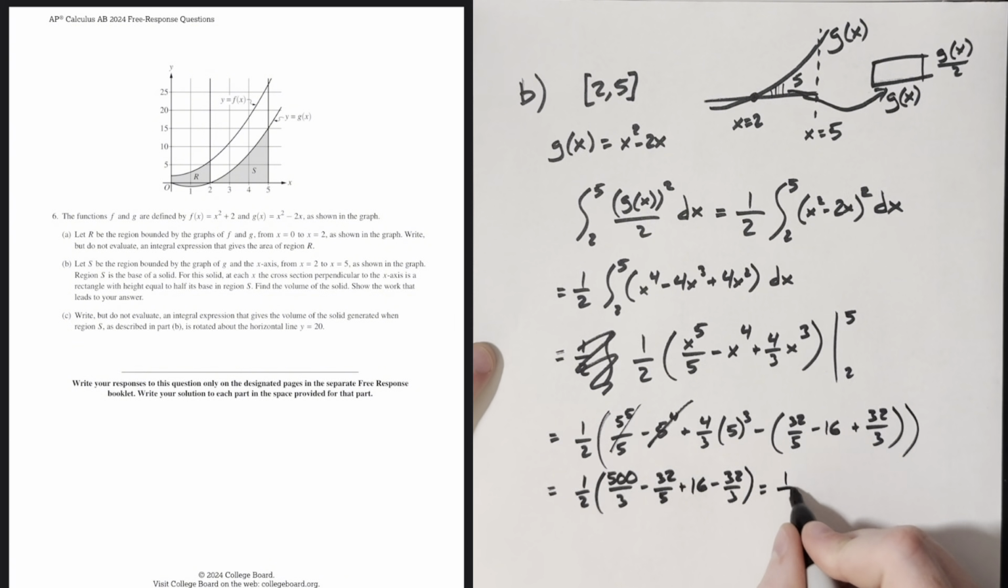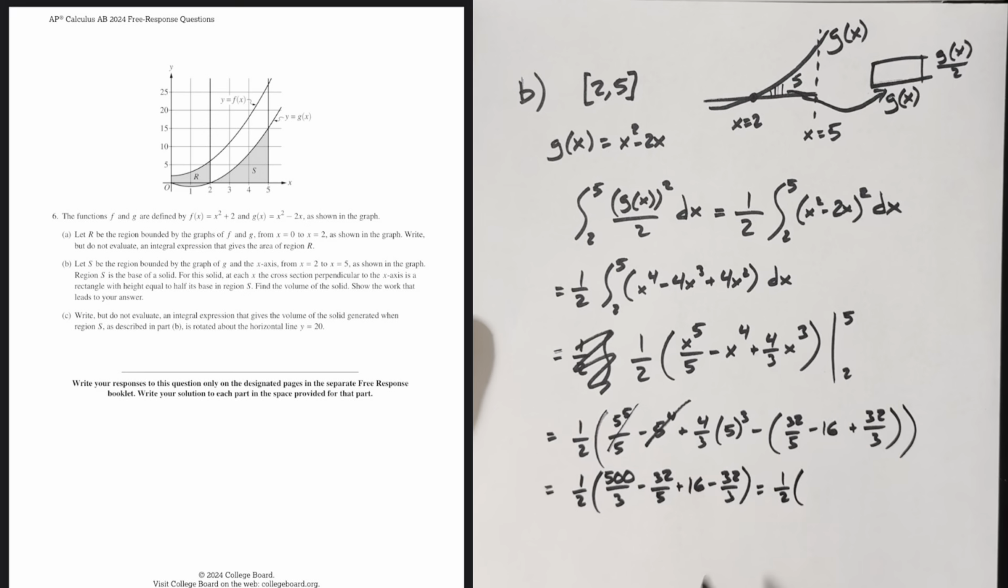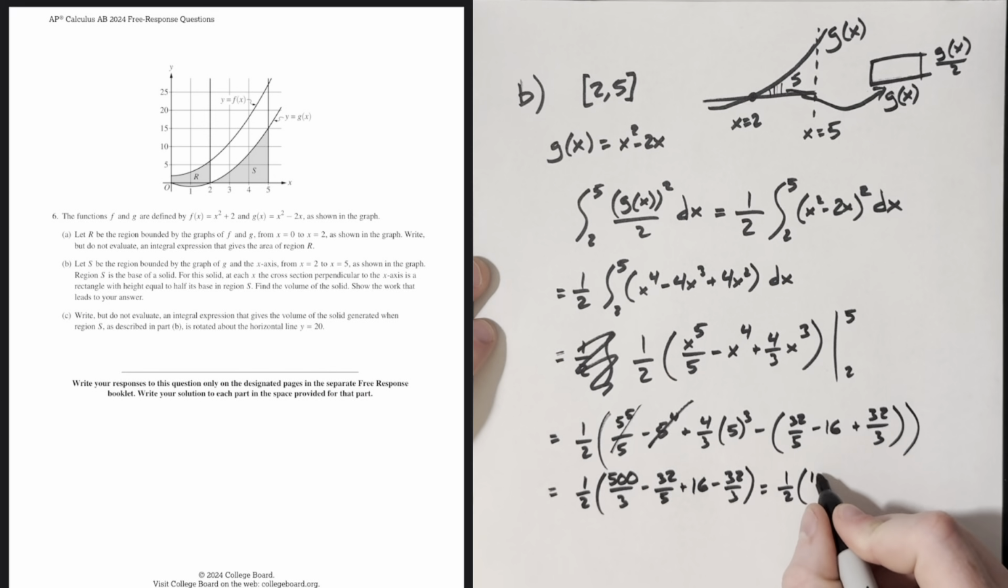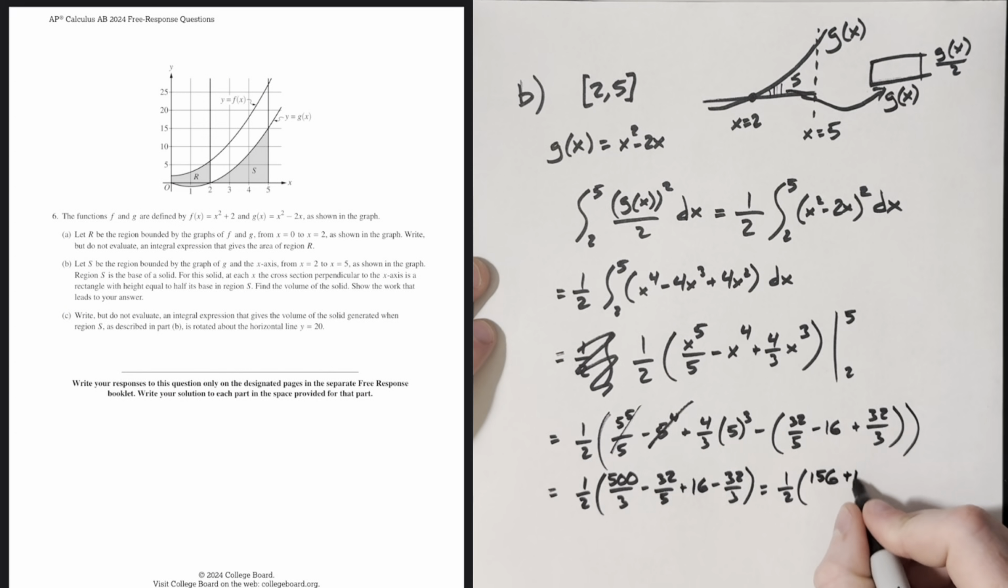And this will give us 1/2 times, when I do 500 over 3 minus 32 over 3, I get 468 over 3, which, to conserve some time, you can divide it out, and you would get 156 plus 16 minus 32 over 5. I don't know why I wrote that so janky.